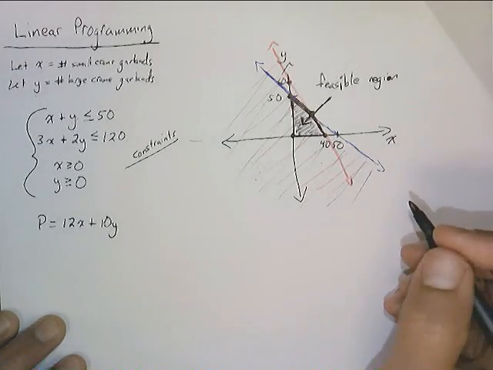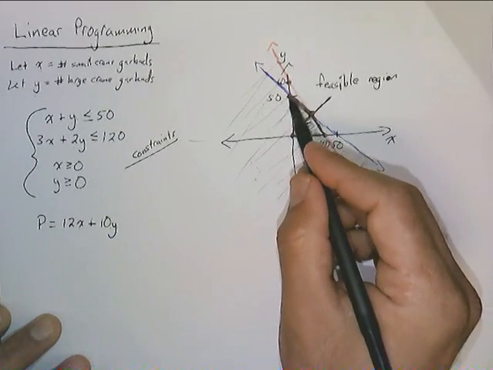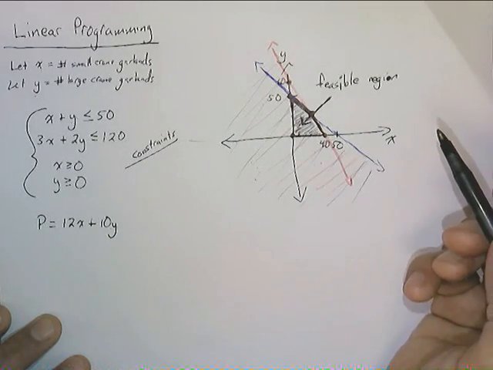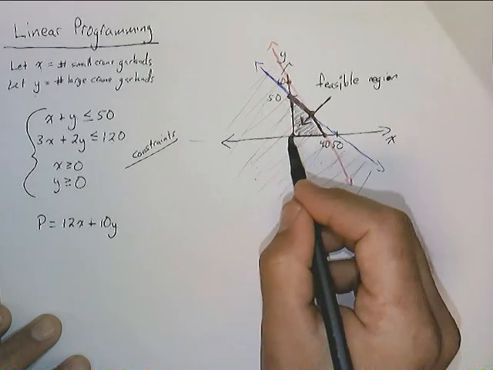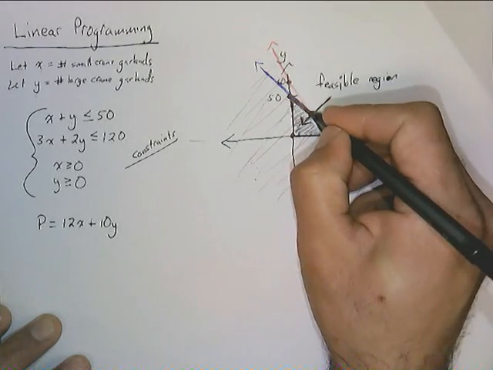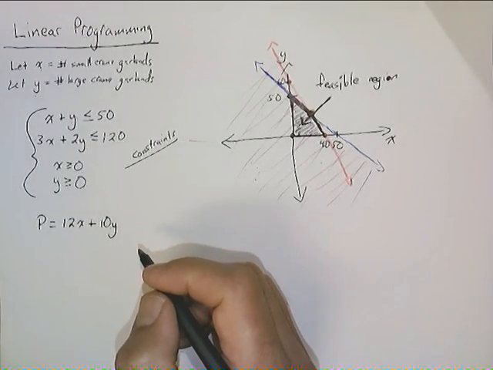Right. So what we really need to do, well, nice here that these four vertices, we already know what they are. Here we've got 40, 0. Here we've got 0, 50. Here's the origin, 0, 0. The only point that we don't know the coordinates of is that little vertex right there.